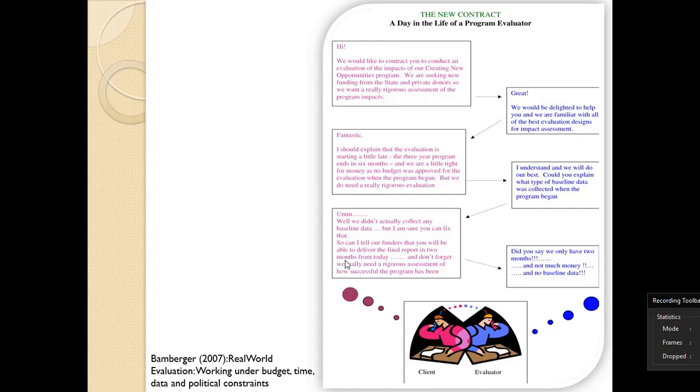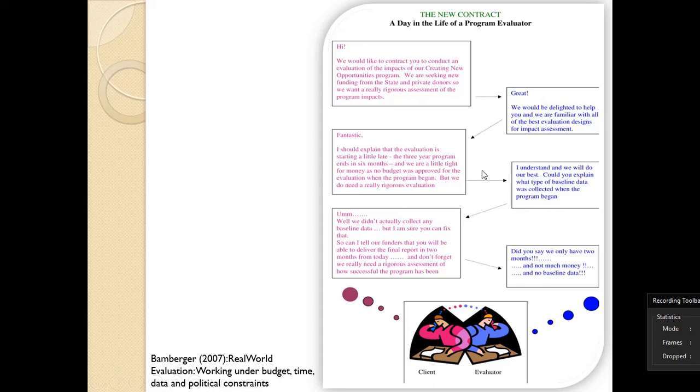I don't know if some of you have experienced this in your organizations or projects. So the client continues and says, okay, so can I tell our funders that you will be able to deliver that final report in 2 months from today? And don't forget, we really need a rigorous assessment of how successful the program has been. The evaluator asks, did you say we only have 2 months? And not much money, and no baseline data. So you see, there are different constraints explained in this scenario.